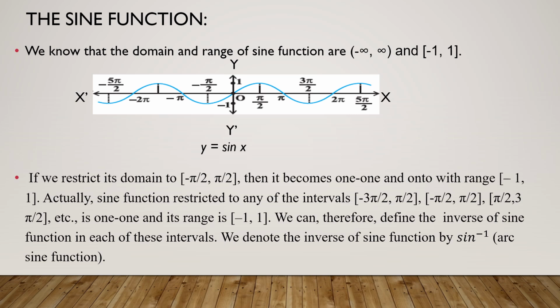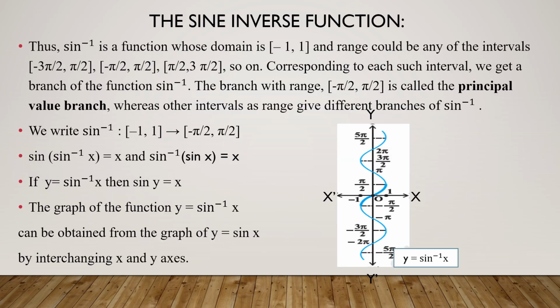We define the inverse of the sine function in each of these intervals and we generally denote it by sine inverse. It is sometimes also called the arc sine function. Sine inverse is a function whose domain will now become minus 1 to 1 and range could be any of the intervals, say minus 3 pi by 2 to minus pi by 2, minus pi by 2 to pi by 2, pi by 2 to 3 pi by 2 and so on. In fact, the domain and range of sine inverse will just be the opposite of sine. So corresponding to each such interval, we get a branch of the sine inverse function.